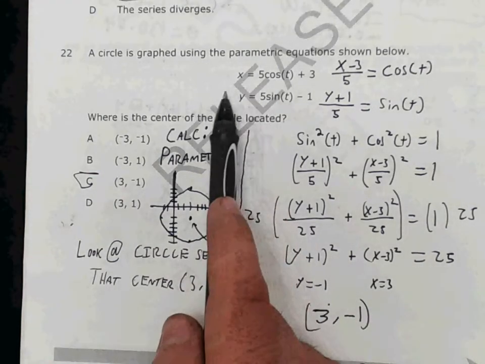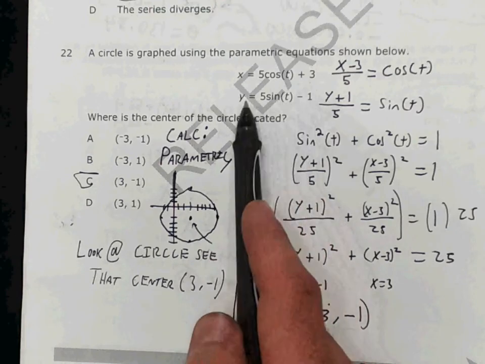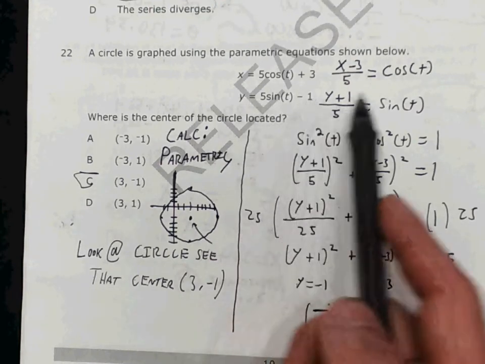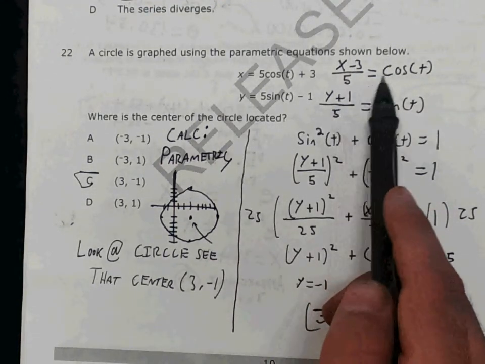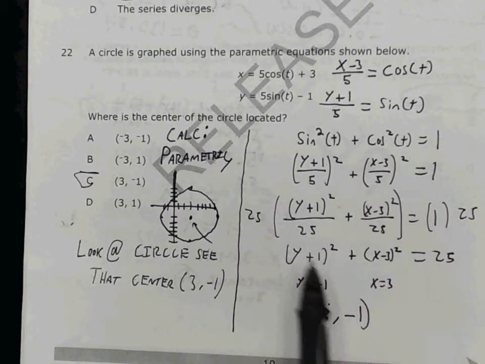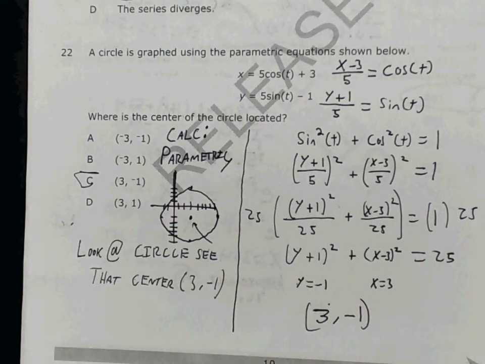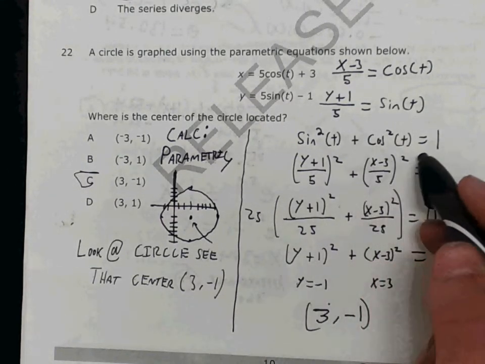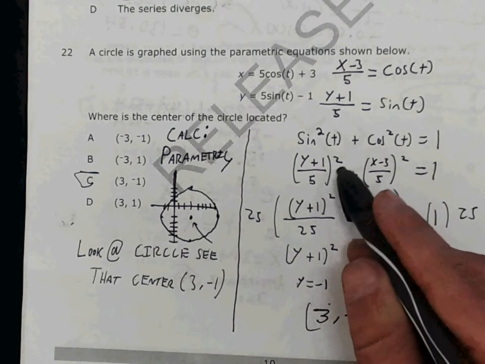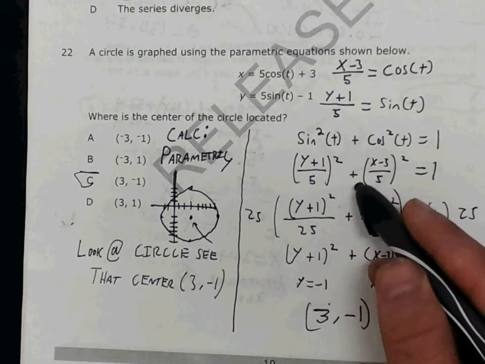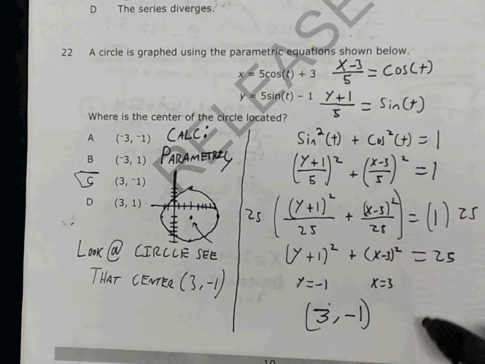So x is equal to 5 cosine of t plus 3. Y is equal to 5 sine of t minus 1. So x minus 3 over 5 is equal to the cosine of t. Y plus 1 over 5 is equal to the sine of t. So the sine squared of t plus the cosine squared of t is equal to 1. Y plus 1 squared over 5 squared, plus x minus 3 over 5 squared is equal to 1.